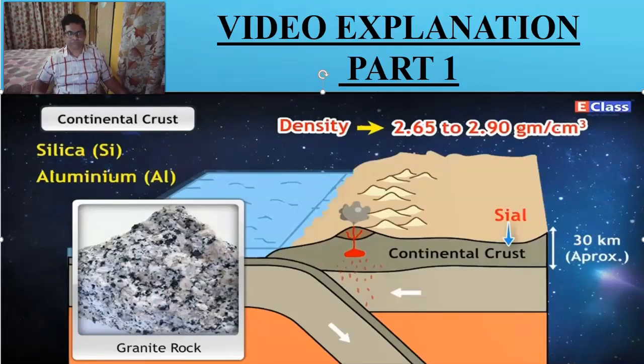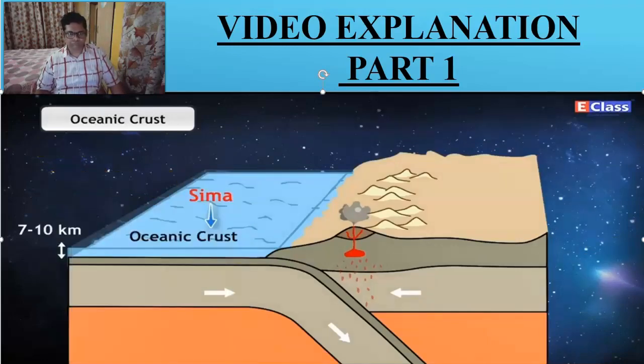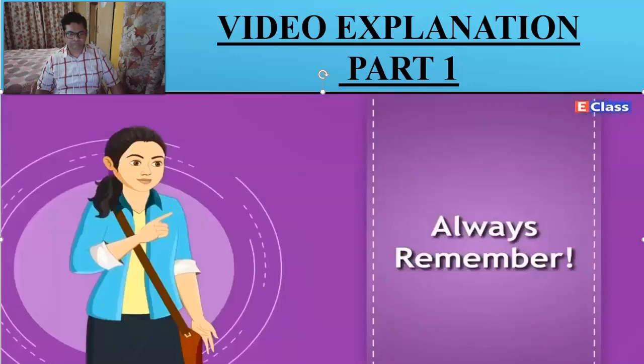The thickness of this layer is approximately... The density of this layer is 2.9 gram per centimeter cube to 3.3 gram per centimeter cube. In this layer, basalt and gabbro rocks are mainly found.